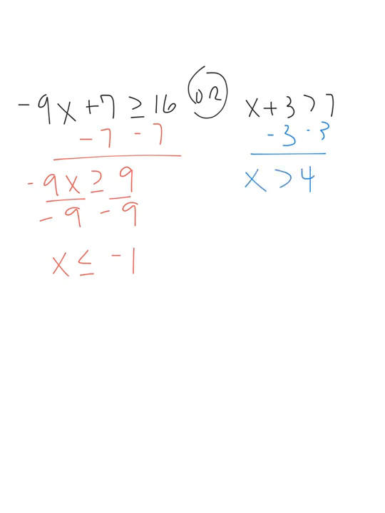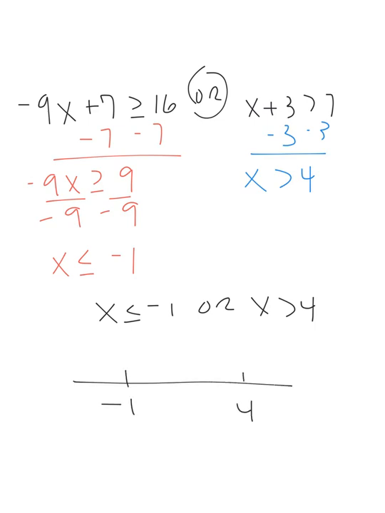So you have x is less than or equal to negative 1, or x is greater than 4. And then you have negative 1, 4, closed circle on negative 1, open circle on 4.